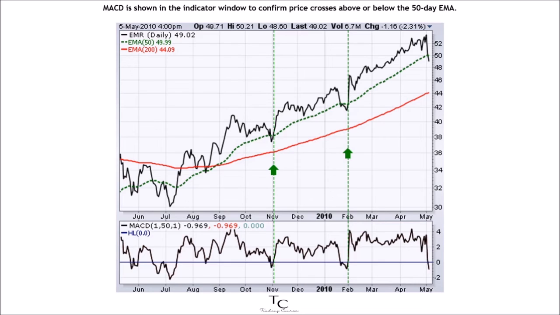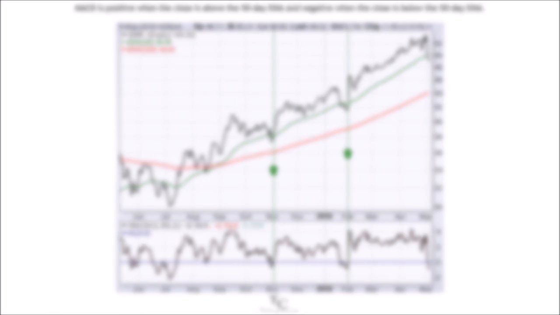MACD is shown in the indicator window to confirm price crosses above or below the 50-day EMA. The 1-day EMA equals the closing price. MACD is positive when the close is above the 50-day EMA and negative when the close is below the 50-day EMA.